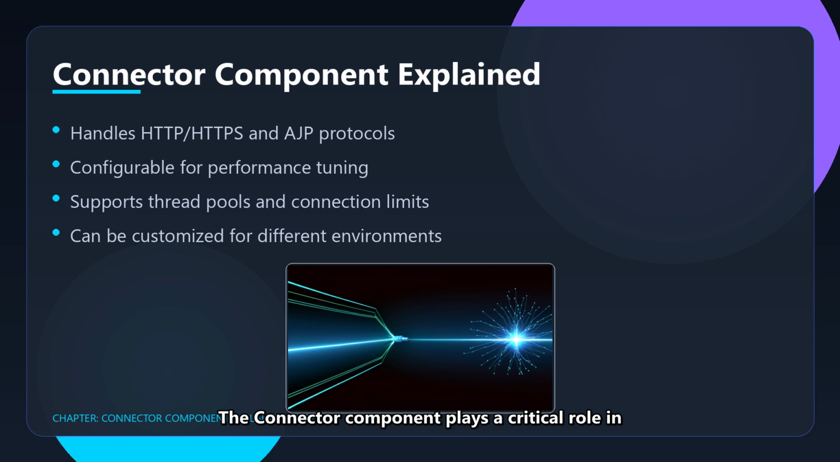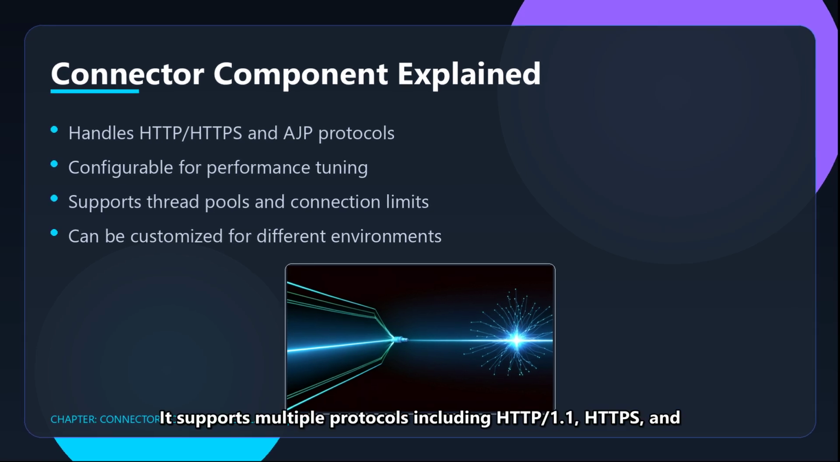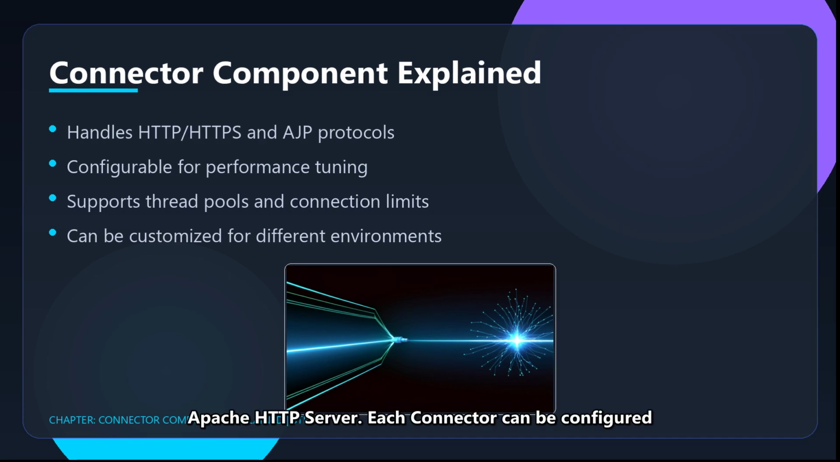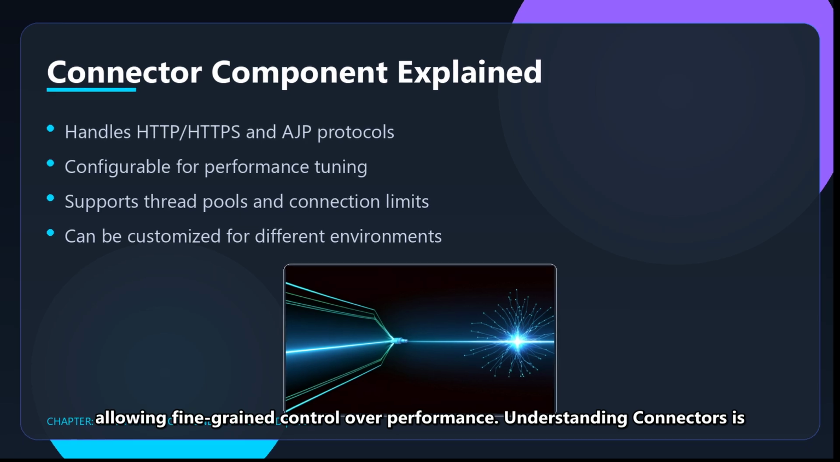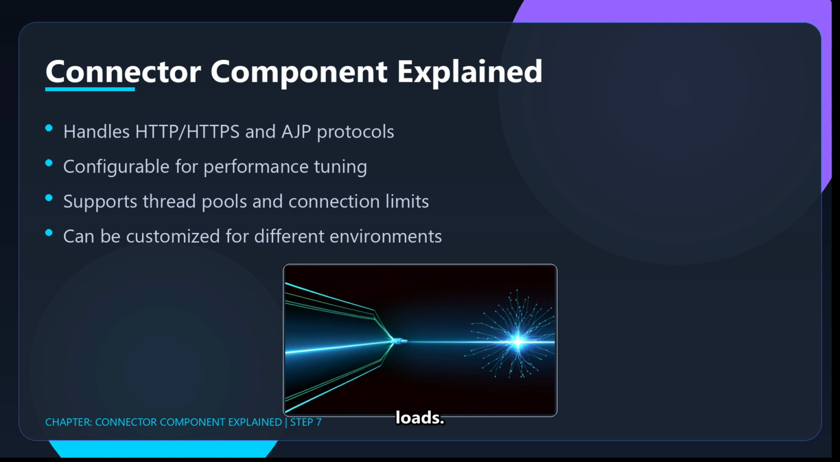The connector component plays a critical role in Tomcat's ability to receive and process client requests. It supports multiple protocols including HTTP/1.1, HTTPS, and AJP, which is commonly used when integrating with Apache HTTP Server. Each connector can be configured with thread pools, connection timeouts, and buffer sizes, allowing fine-grained control over performance. Understanding connectors is essential for optimizing throughput and handling high-traffic loads.